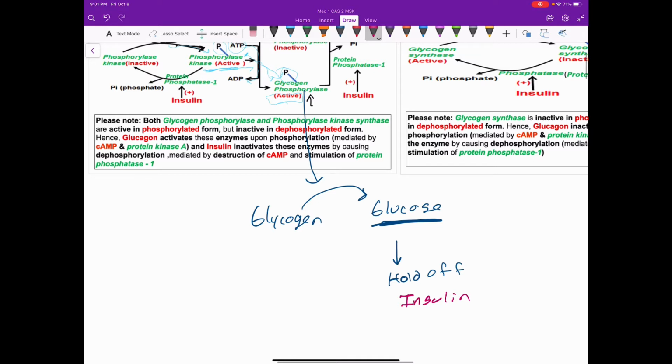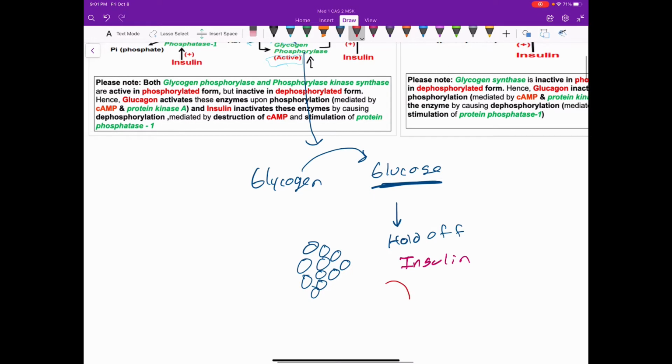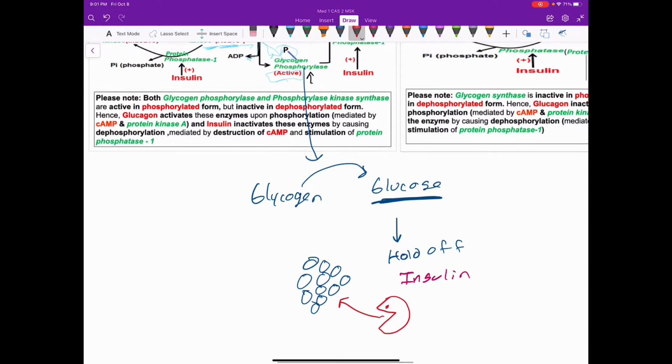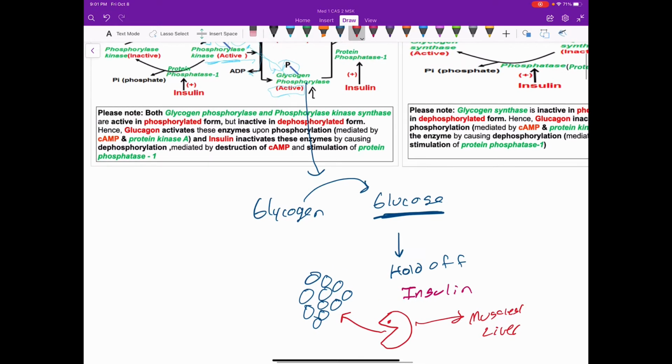Insulin is going to do what? So say the food comes in our body, right? All these glucose molecules, carbohydrates, etc. Insulin is going to act like a big Pac-Man guy. What's he going to do? He's going to come and eat these glucose molecules, right? Not really eat it. He's going to carry them into the muscles or the liver. Okay? And this is how we're going to store our carbs.